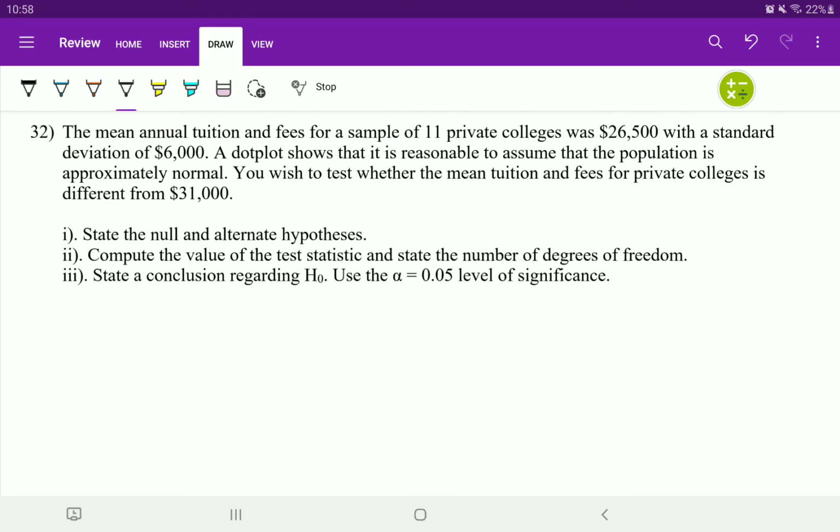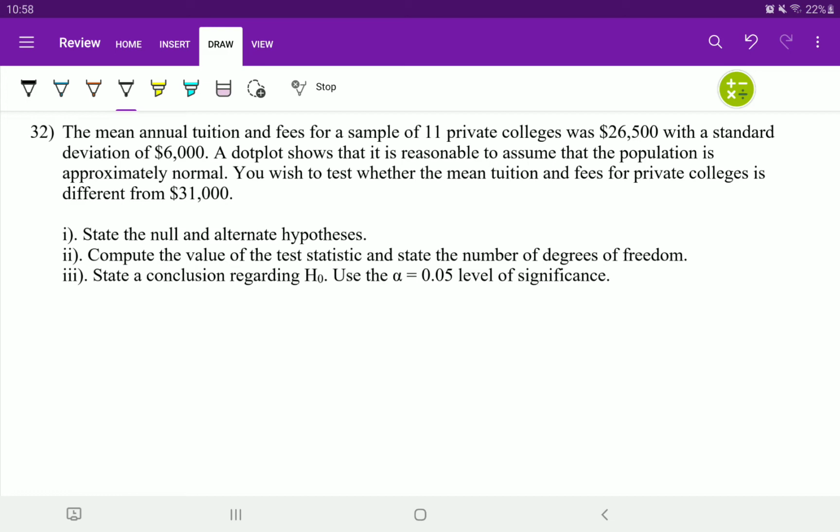1. State your null and alternative hypothesis. 2. Compute your test statistic and state the number of degrees of freedom. 3. State your conclusion regarding the null hypothesis. Use the alpha level of 0.05 level of significance. Alright, I will answer all these questions, but because the final is on Connect Math, I'm going to do the Connect Math version first, then I'll answer the question second. Or probably I'll answer it when it needs to be answered.